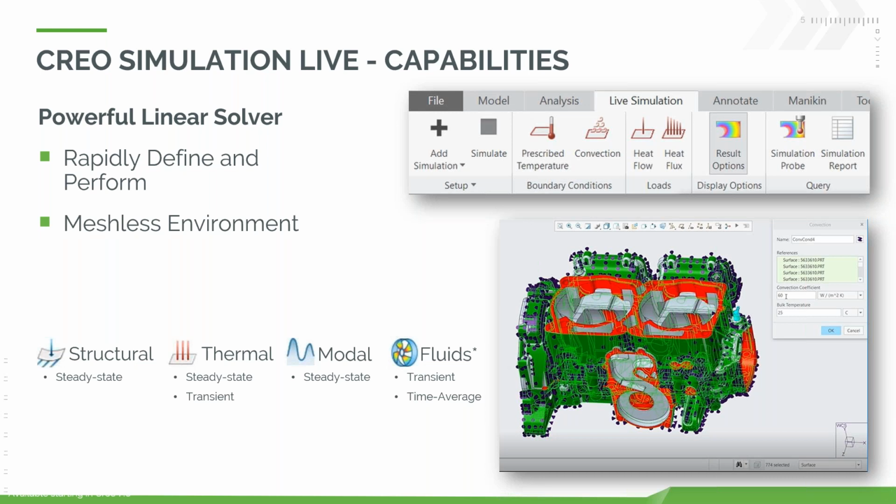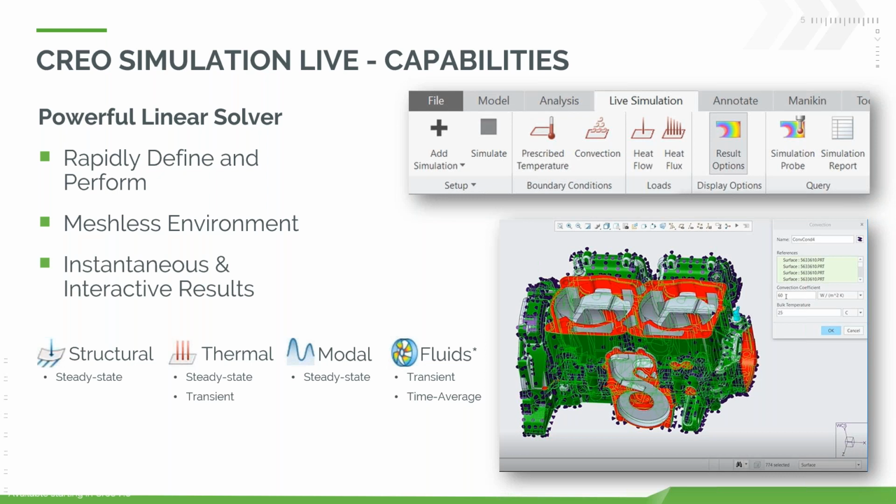Because of the way the engine is built out, we're removing the need to manually create a mesh or manually go in and defeature the model and remove rounds, holes, interferences, things like that, things that are time consuming. With this tool, you're not going to have to worry about doing any of that.